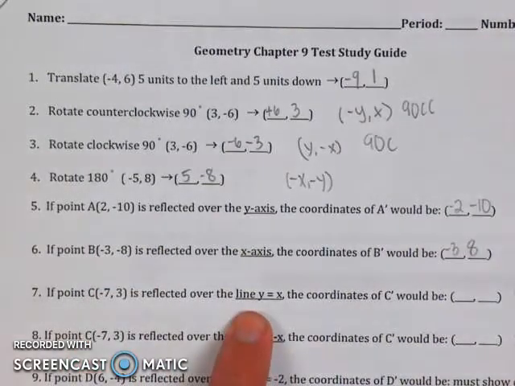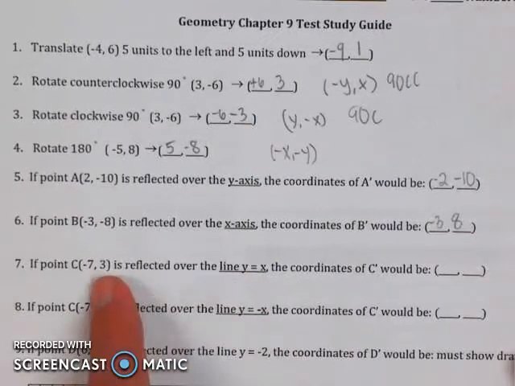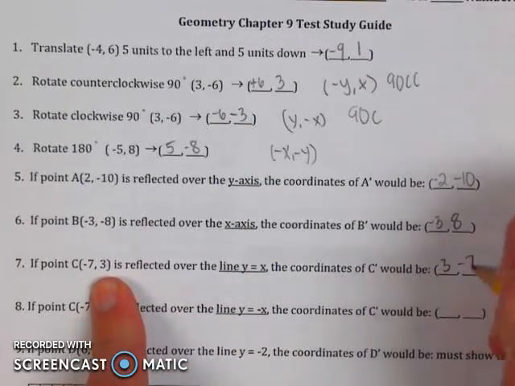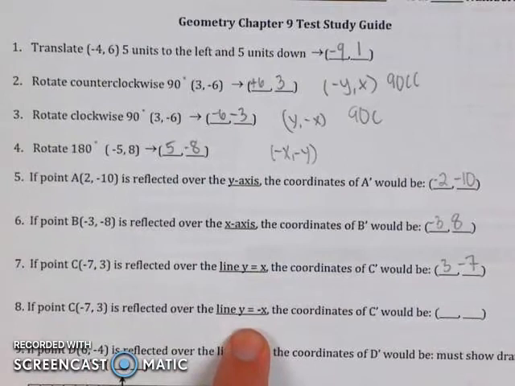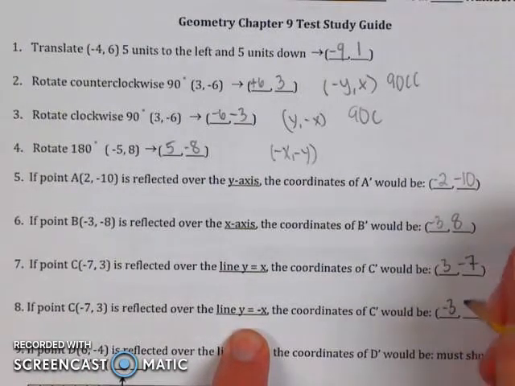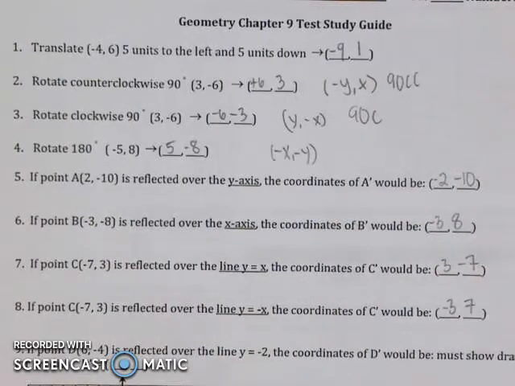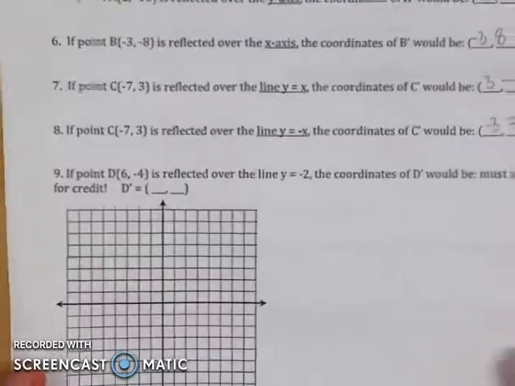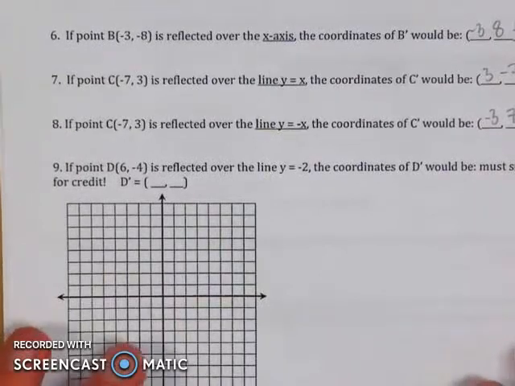The y equals x line, which is really convenient. You just flip-flop them, so that's 3, -7. And then the y equals -x line is going to be flip them and change signs. So that's -3, +7.